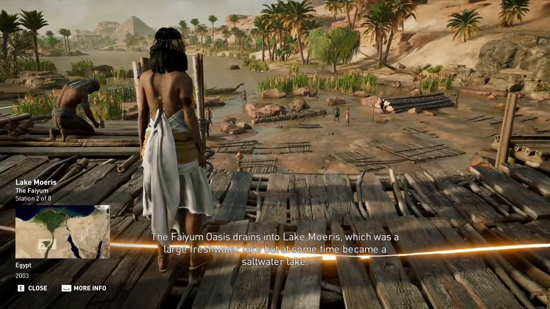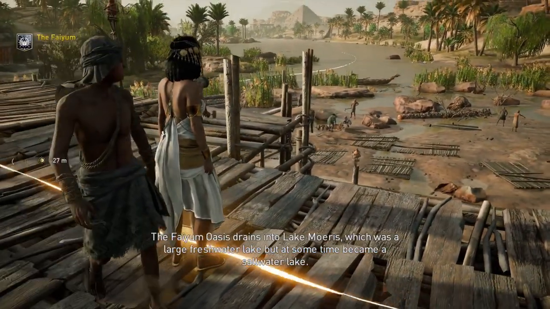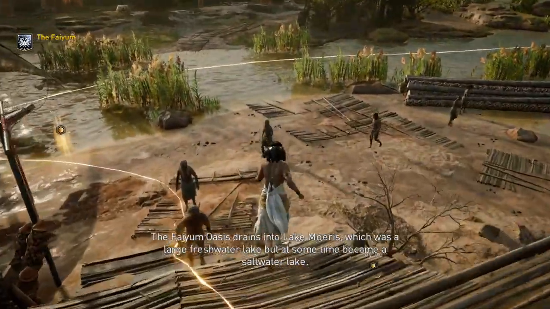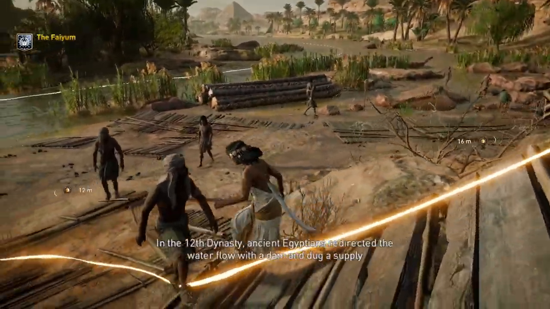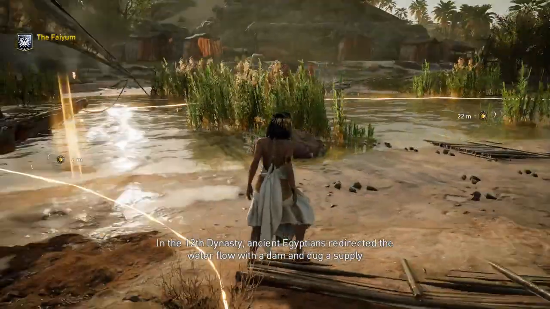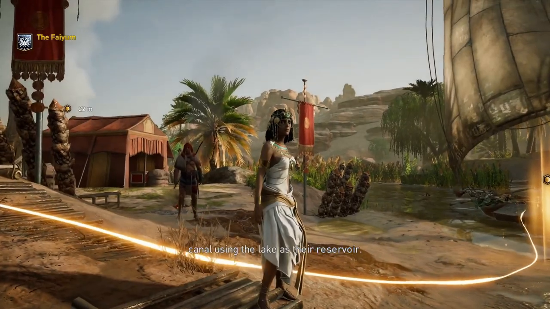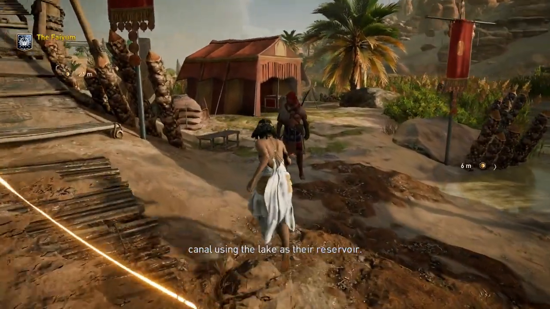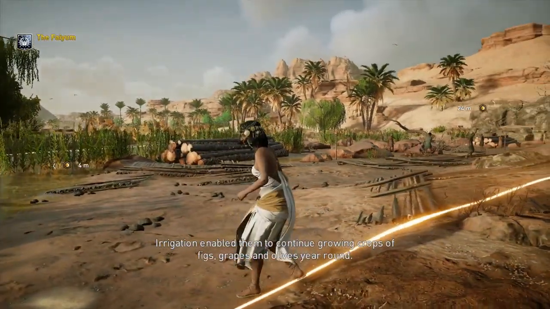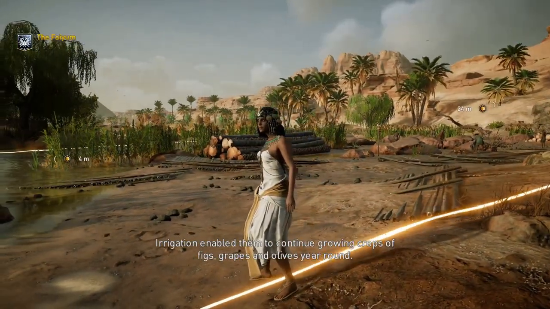The Fayum Oasis drains into Lake Moeris, which was a large freshwater lake, but at some time became a saltwater lake. In the 12th dynasty, ancient Egyptians redirected the water flow with a dam, and dug a supply canal using the lake as their reservoir. Irrigation enabled them to continue growing crops of figs, grapes, and olives year-round.